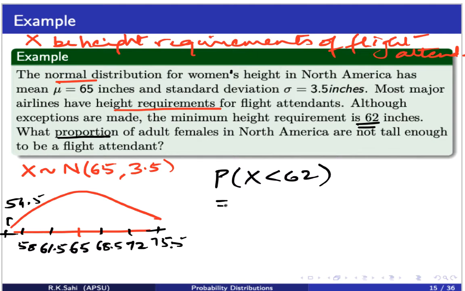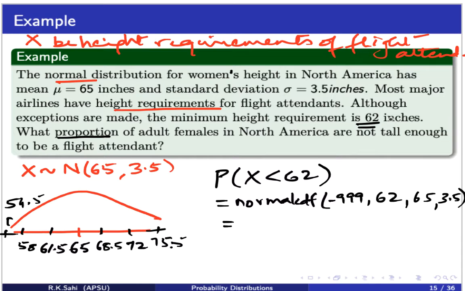So basically the question is saying, what is the probability that X is strictly less than 62? Now we all know, we have been doing our formulas, normal CDF. The lower limit is -999, then the upper limit is 62, and then we write down the mean, which is 65, and 3.5, the standard deviation. Let's get our calculators.